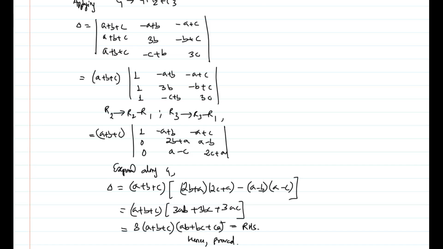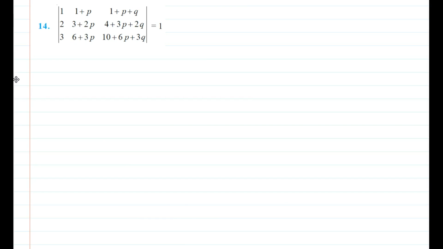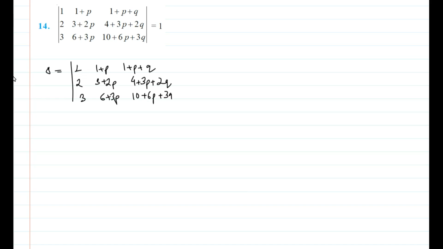Coming to the next question, question number 14. We need to prove that this determinant is equal to 1. Once again, this is a simple one. If the trick is caught, we assume the determinant to be delta. So we need to apply just 2 transformations, and that will do. This is as simple as that.